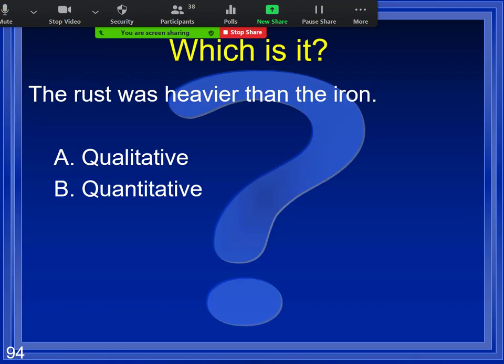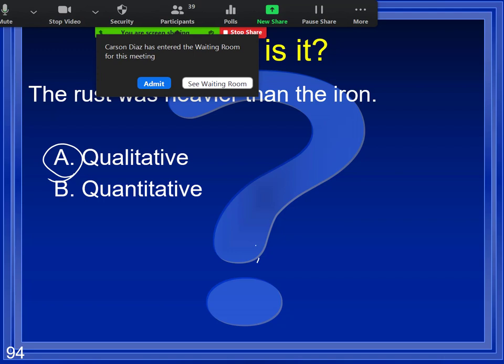So, which one is this? The rust was heavier than the iron. Is that qualitative or quantitative? Well, it doesn't have a number, so it's got to be qualitative. See how that doesn't draw the same picture in everybody's head? Because you may have been thinking about a pile of rust next to a screw. I'm thinking about a pile of rust next to a big pile of iron in the middle of a yard.